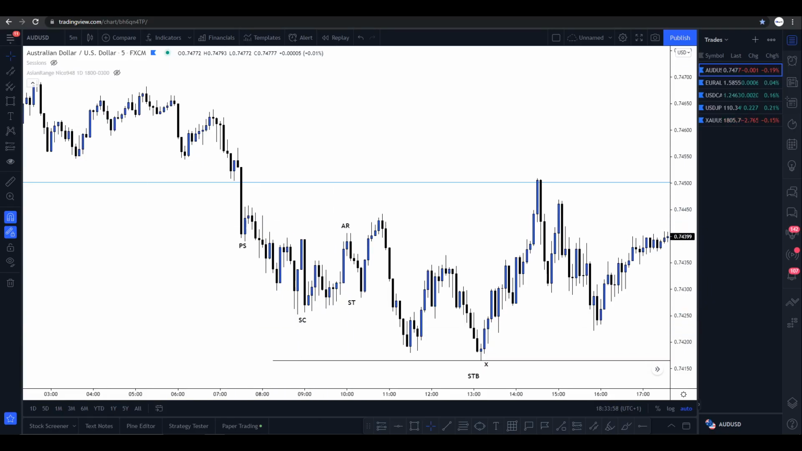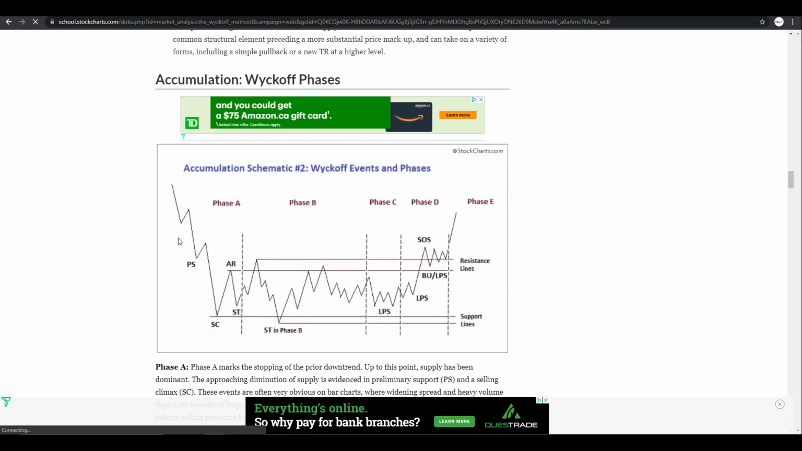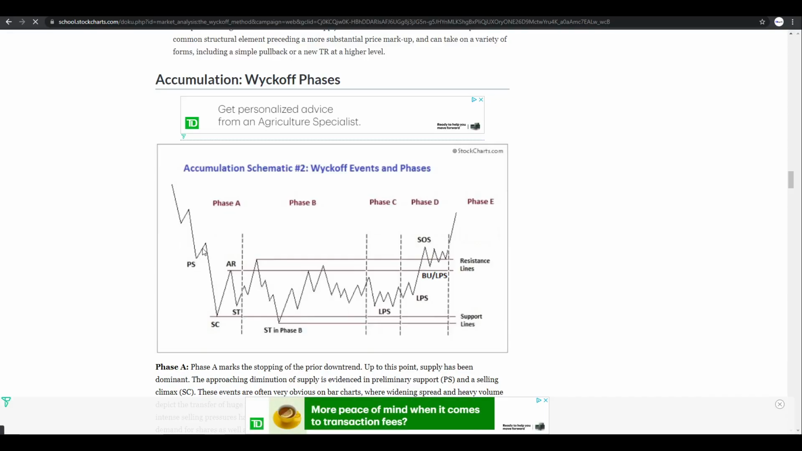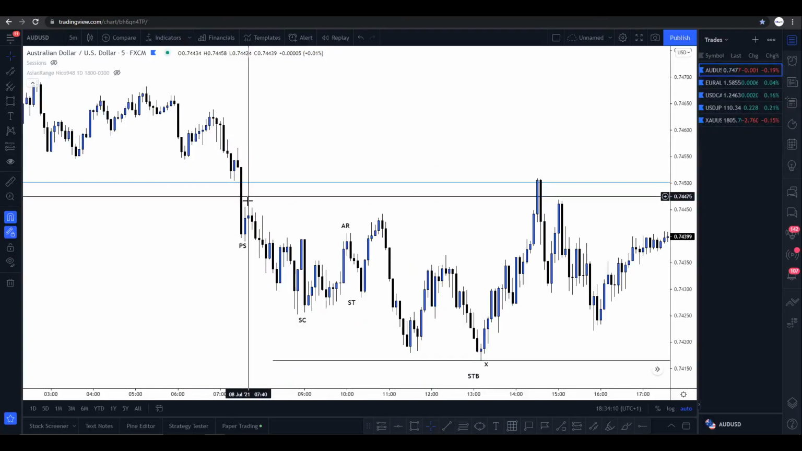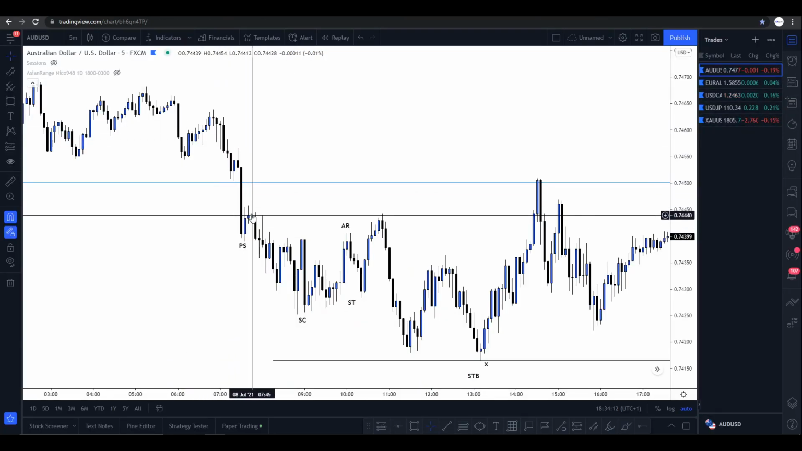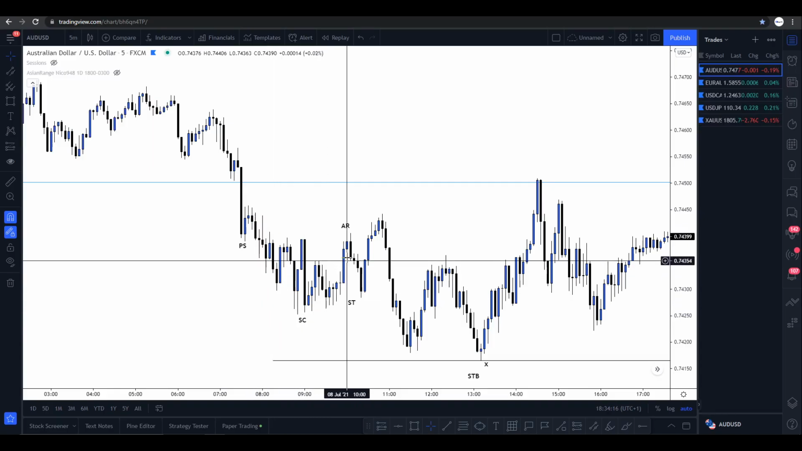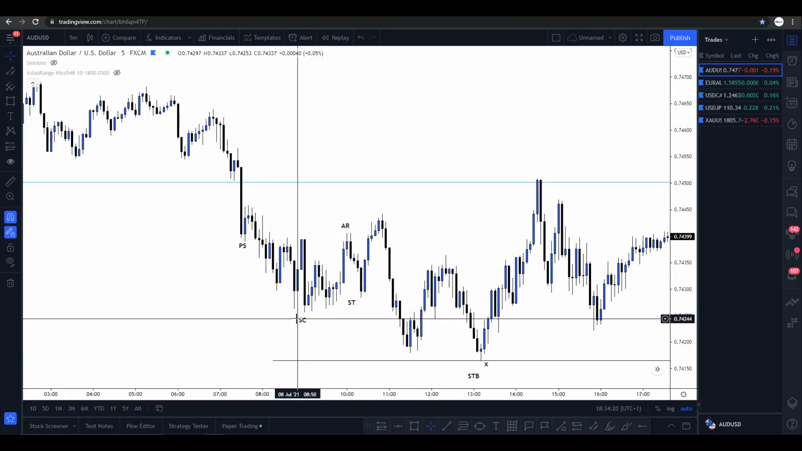There's a lot of choppiness going on, but the PS is the last preliminary support, meaning the last support, the last amount of buy side pressure before a major sell-off that's followed by a major buy move up. So technically this is that last pullback right here, followed by a major sell-off, followed by a big buy opportunity back up. So this is my selling climax.